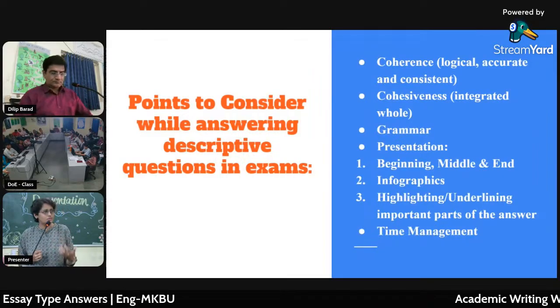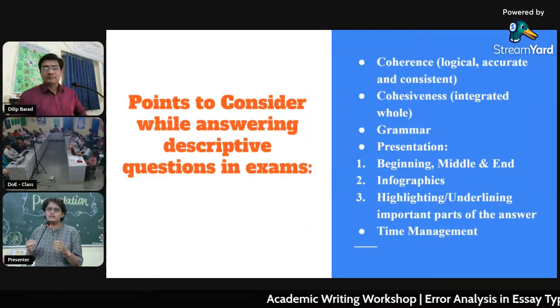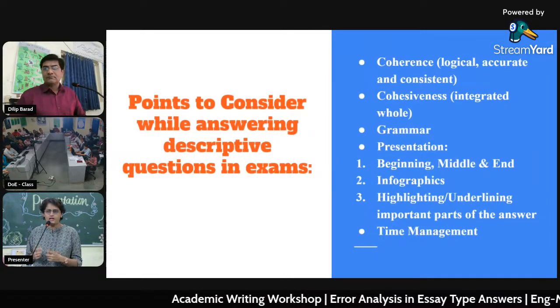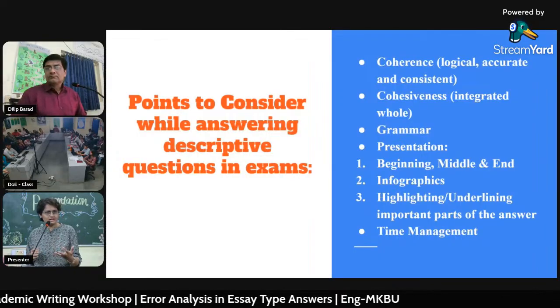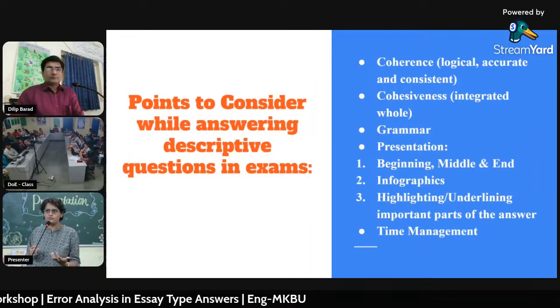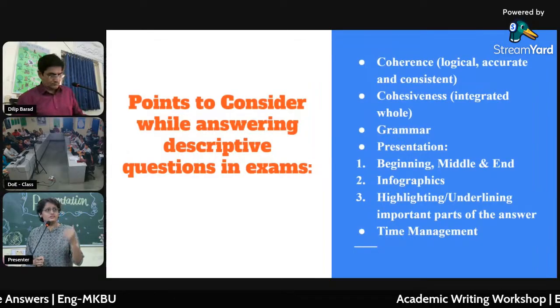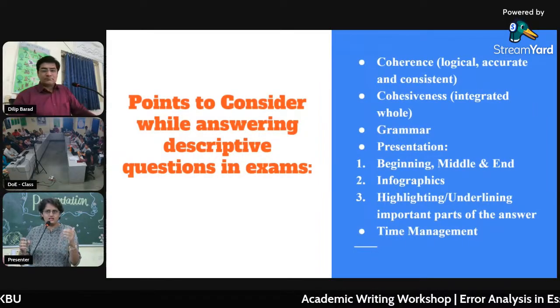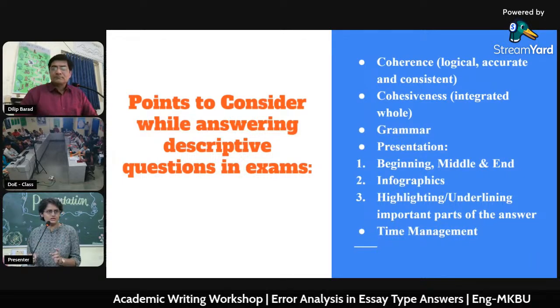You write it in your own words and see if you're committing the same mistakes, spelling errors, grammatical errors, and so on and so forth, right? With the presentation, we suggested that with writing practice, the presentation will also improve, in the sense that you will draft the answer in such a way that it will have a definite introduction, a definite beginning, and the conclusion proper, and a proper structure also.